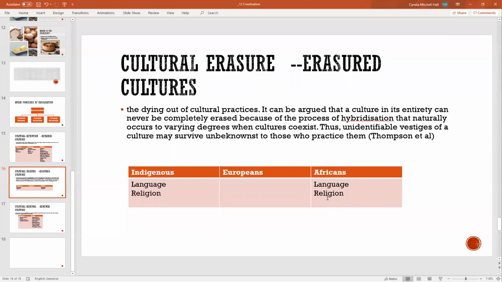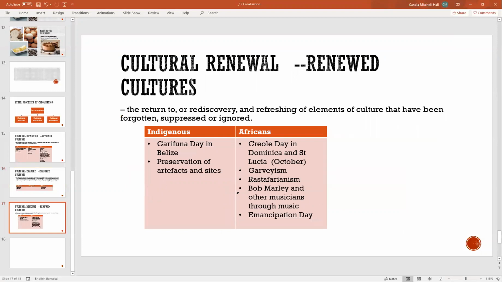is, for example, the beating of drums, which was suppressed. Right now, they can't stop us when it comes to playing our drums, right? And the mere fact that we have quite a lot of these groups that play drums, as part of our African dance troops and all of these different things, is part of our cultural renewal. In Dominica and St. Lucia, they have a day called Creole Day in October, and it's a day that shows the culture of African people.